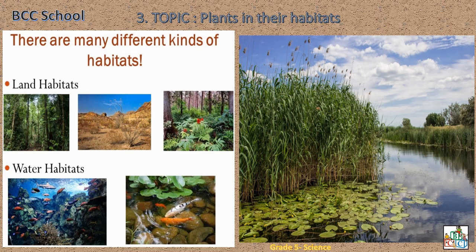There are many different kinds of habitats. Examples of land habitats: forest and desert. Examples of water habitats: here we have sea and rivers. And the second picture is wetland.